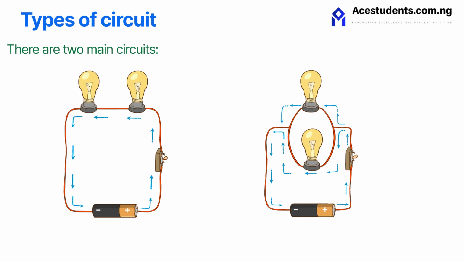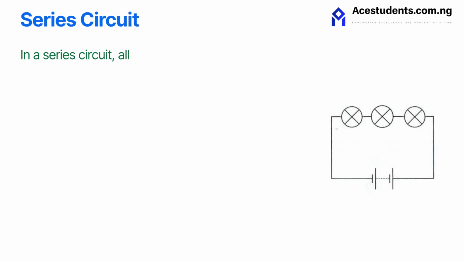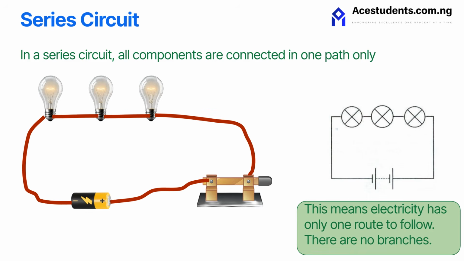There are two main types of circuits: series circuits and parallel circuits. Let's look at how they differ. We will start with the series circuit. In a series circuit, all components are connected in one single path. This means the electricity has only one route to follow, and there are no branches.